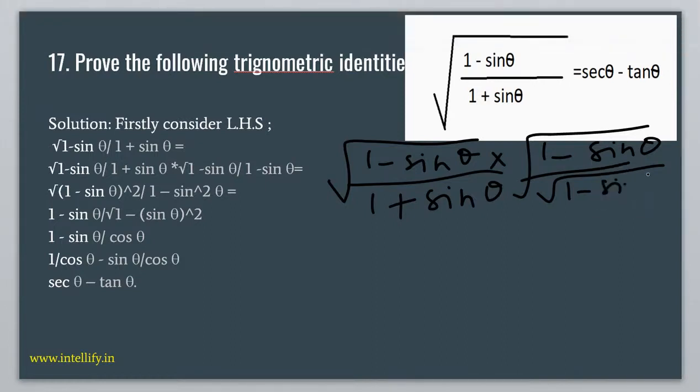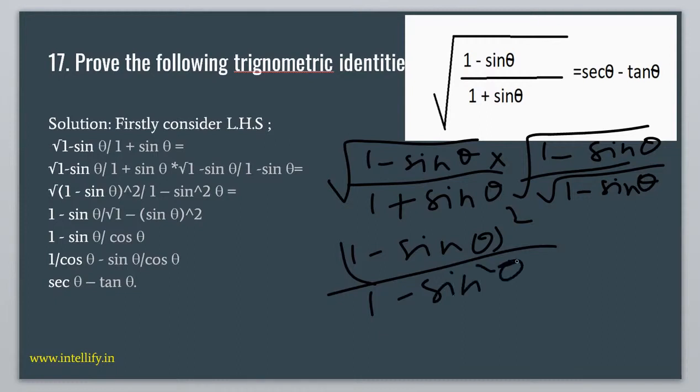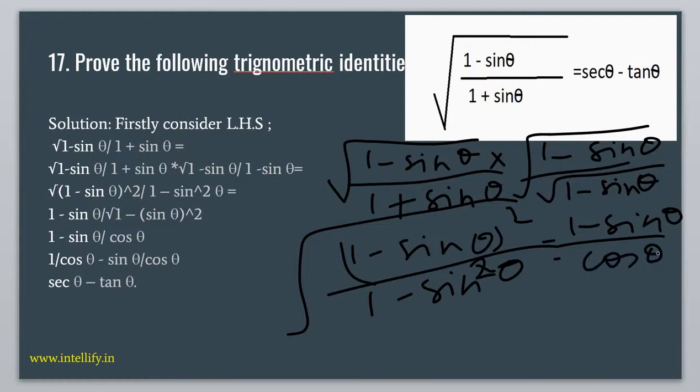So 1 minus sin theta into 1 minus sin theta will give us 1 minus sin theta whole square by 1 minus sin square theta, whole under root. When we take it out of the under root, 1 minus sin theta whole square can be written as 1 minus sin theta. And since 1 minus sin square theta is cos square theta, taking cos square theta out of under root, we are left with 1 by cos theta.